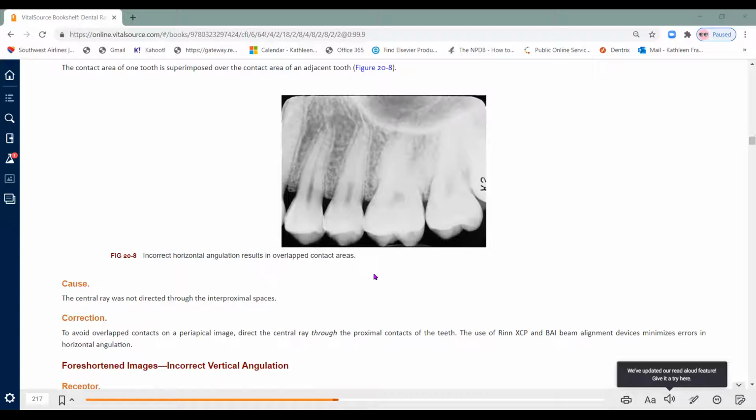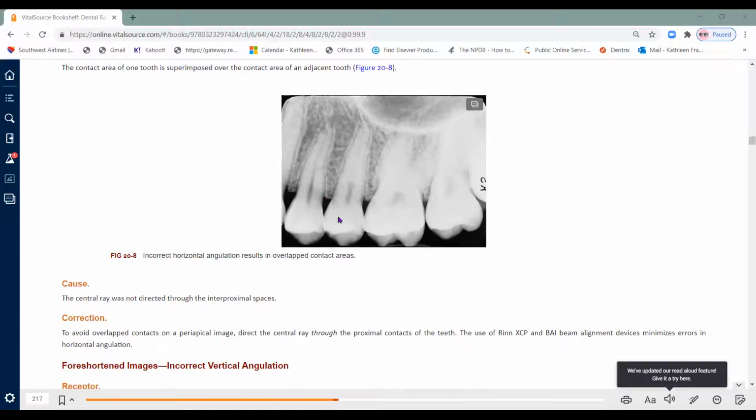So we have to make sure that not only are we not shooting too little, too long, too much, too short. Not only are we having it too much up here or too much down here, but we also have to shoot it straight on from this way. Now here, they're too far to the distal, because you see here the contact is overlapping on the distal. So you would actually have to move your PID more towards the mesial, and these contacts would open up.